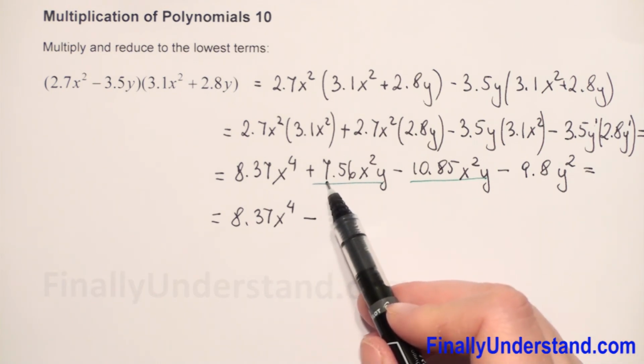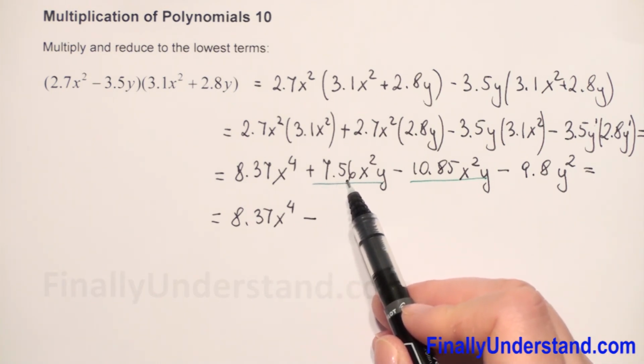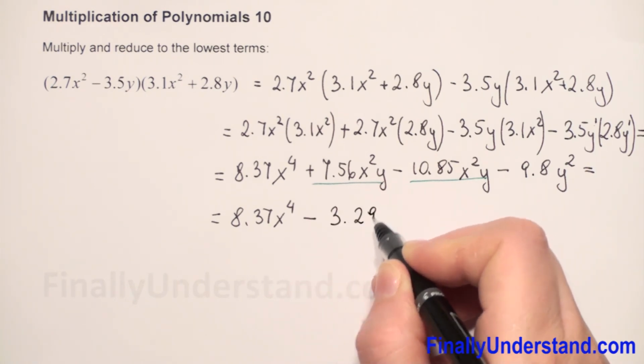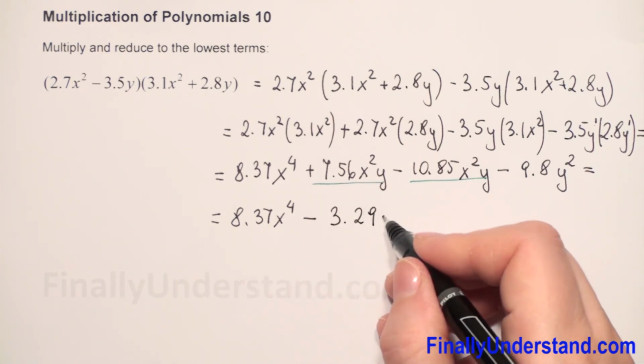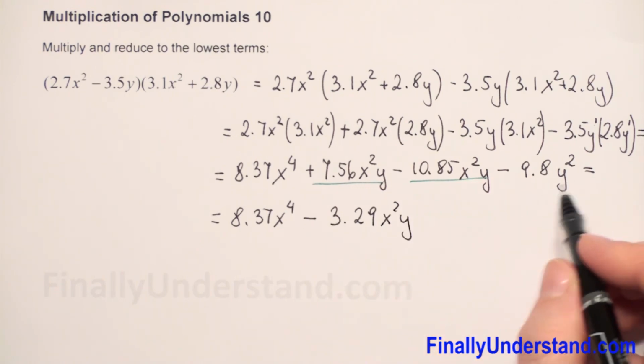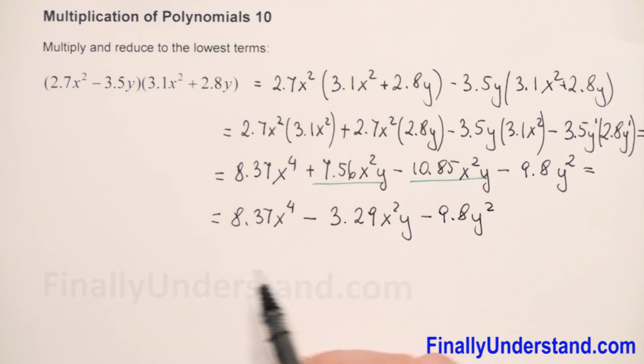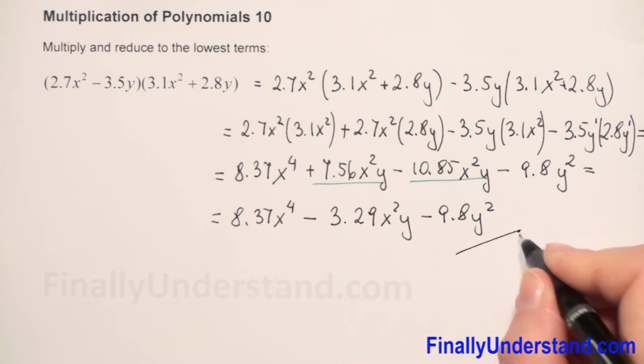10.85 minus 7.56 is equal 3.29, and we just rewrite variables x squared y, and the rest we have to rewrite 9.8 y squared. Now we have different terms, so we cannot do here anything. This is my solution.